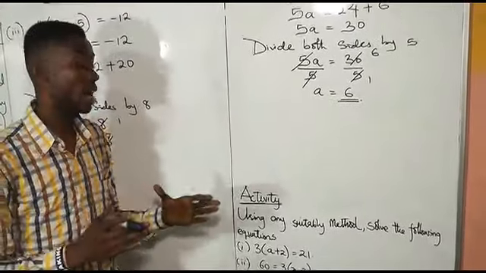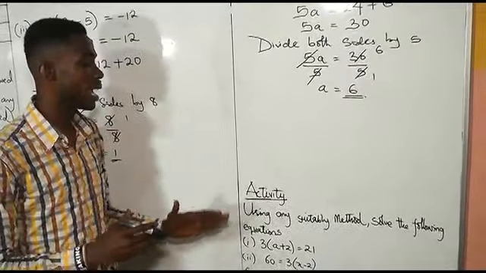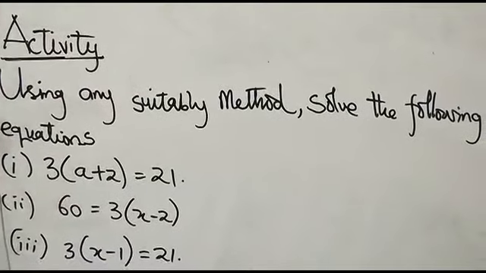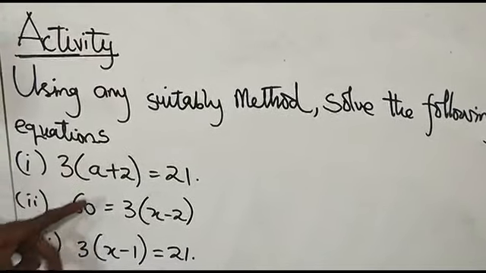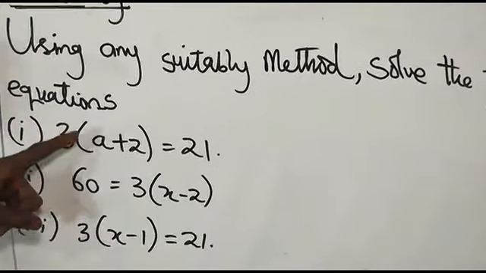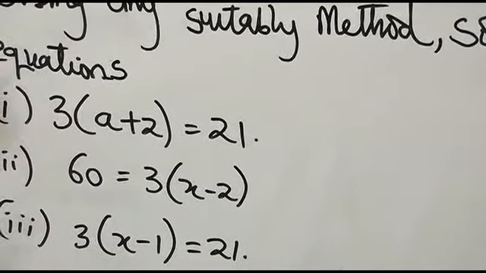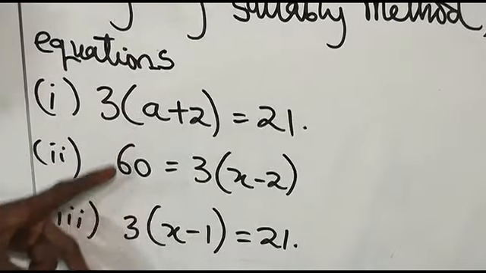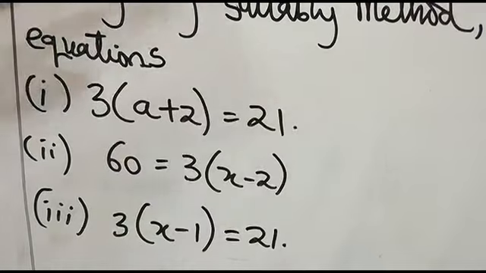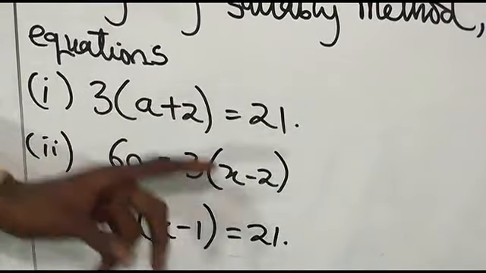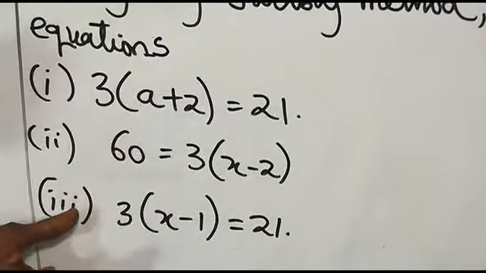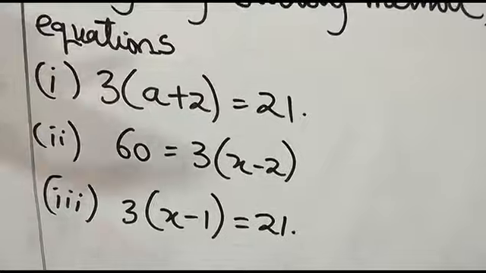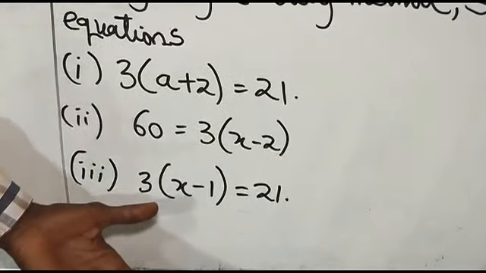Alright students, I have an activity for you. Using any suitable method, solve the following equations. First we have 3 into bracket a plus 2 is equal to 21. Here we are meant to obtain the value of a using any method of your choice. The second one we have 60 is equal to 3 into bracket x minus 2. Here we are meant to obtain the value of x. The third one we have 3 into bracket x minus 1 is equal to 21. Here we are also meant to obtain the value of x.